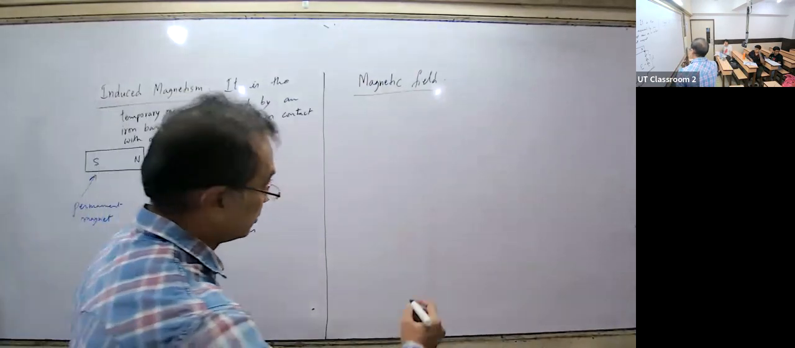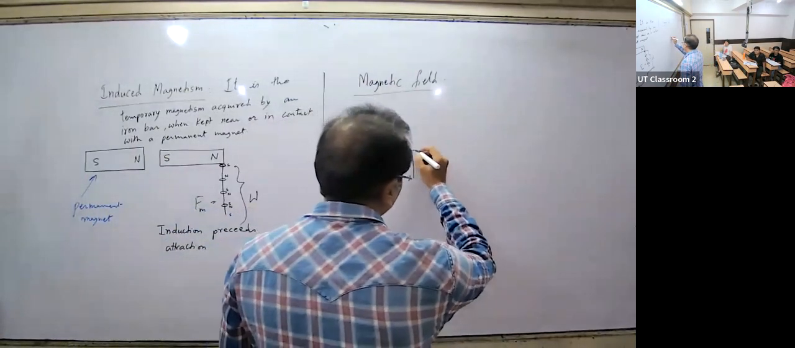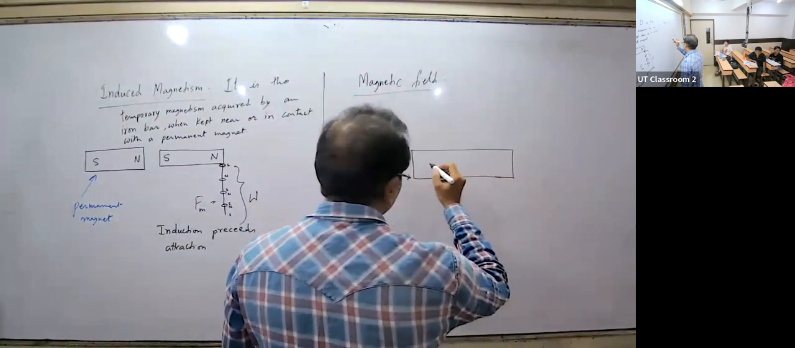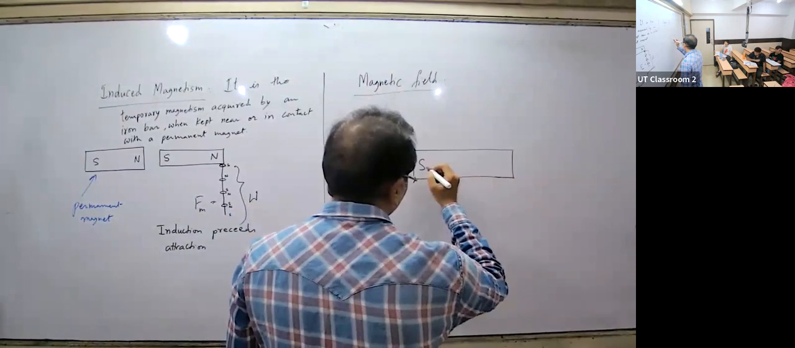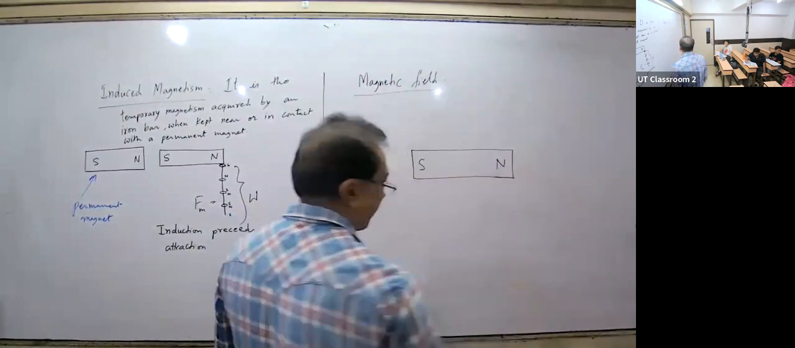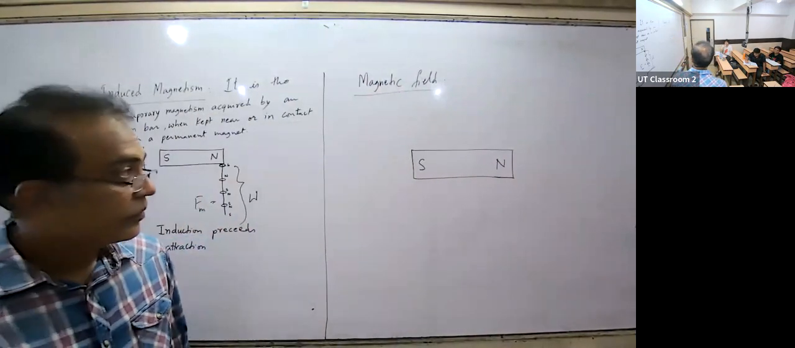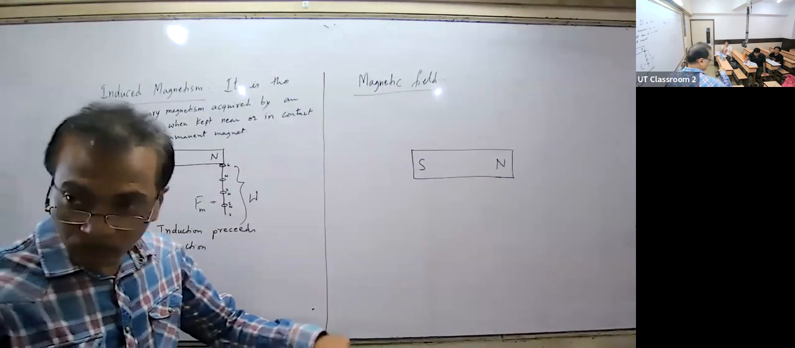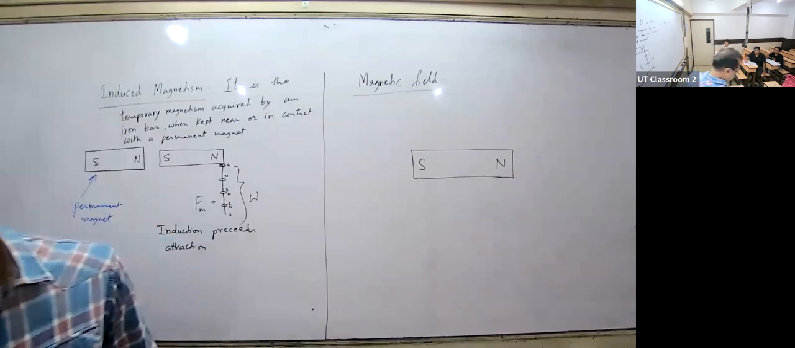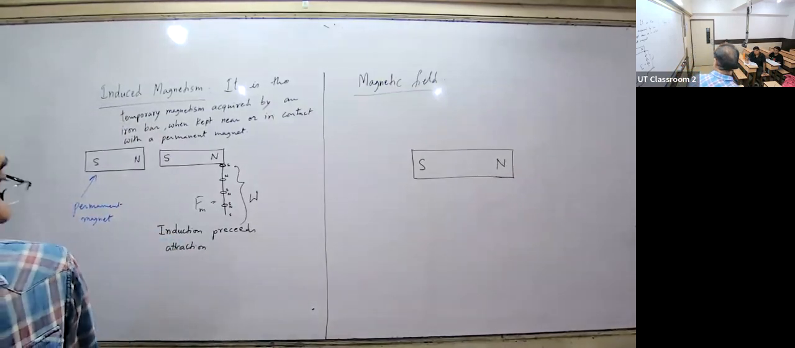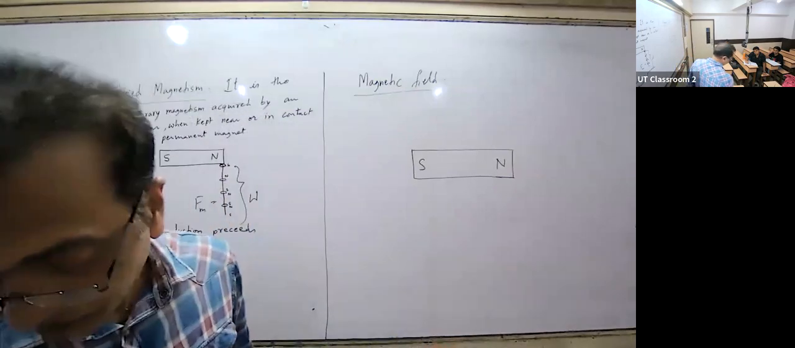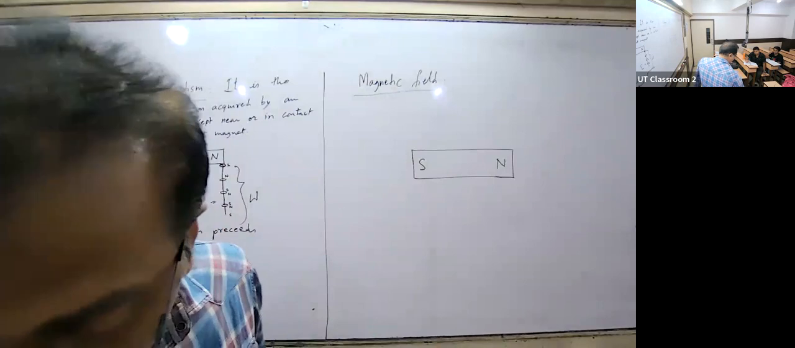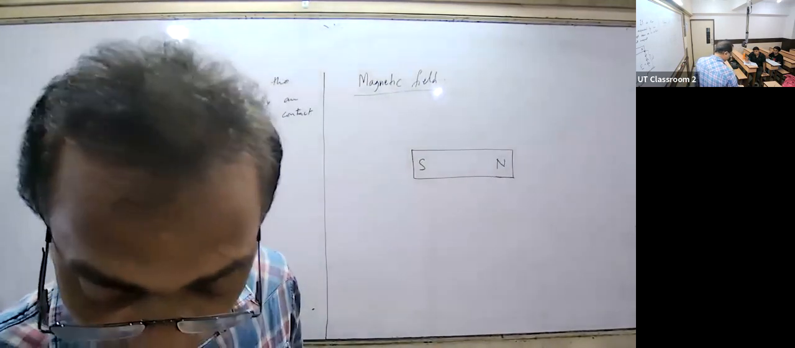Okay. So let's say you have a permanent magnet like this, with this as south and this as north. How do I plot the magnetic field of this magnet? Let's say this is the tabletop and I have kept the magnet over here. I have a chart paper and I have kept the magnet on it.